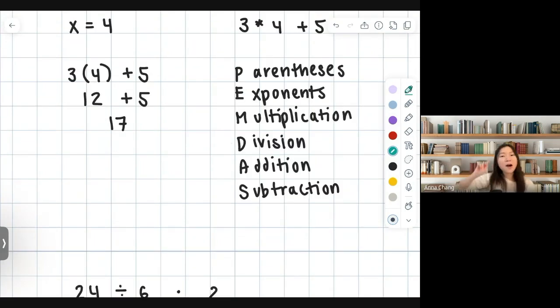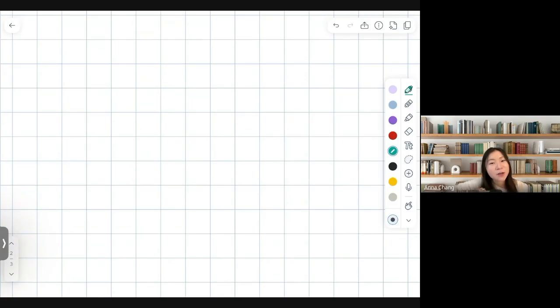This could be hard to remember, so whenever you write out PEMDAS, I recommend also drawing these lines to hopefully remind you to complete these operations left to right. Let's move on to talking about the difference between expressions and equations. An expression represents a quantity. So for example, 2y minus 7. This is an expression.